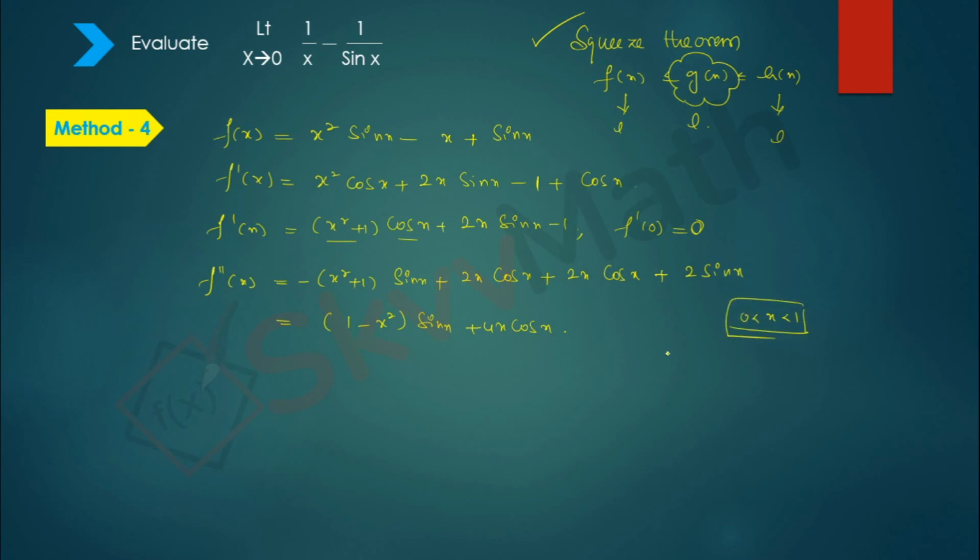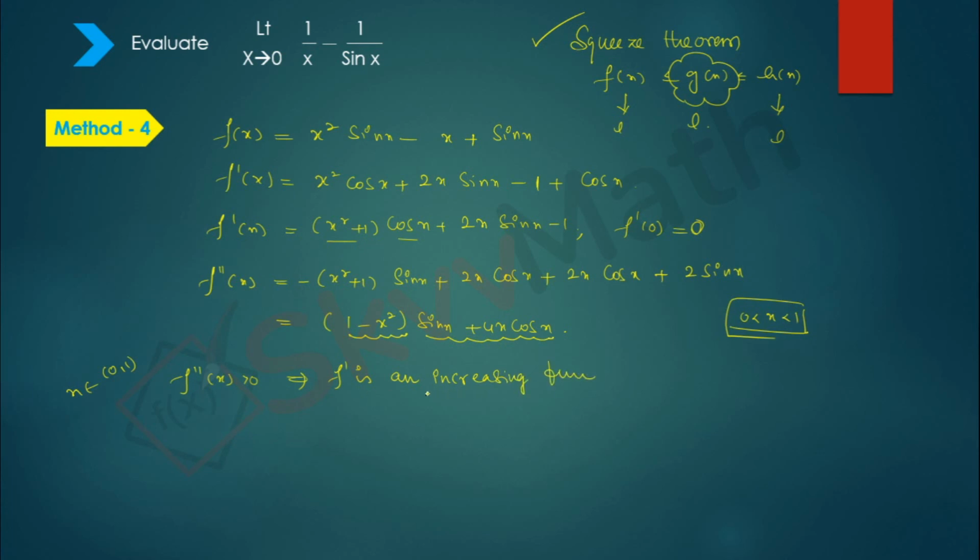If 0 is less than x is less than 1, then 1 minus x square will become positive, and these are all positive numbers, so therefore f double dash x is positive. So if f double dash x is positive whenever x belongs to (0, 1), what is the meaning of this? The derivative of f dash is positive means f dash is an increasing function.